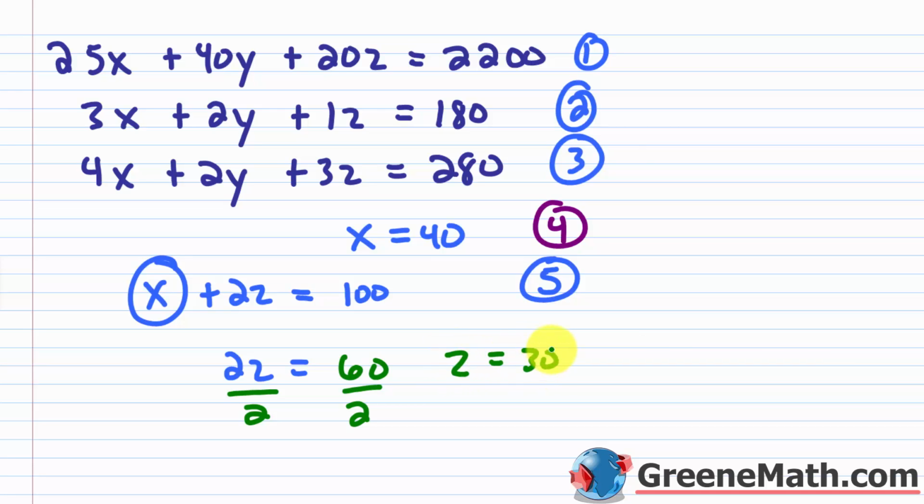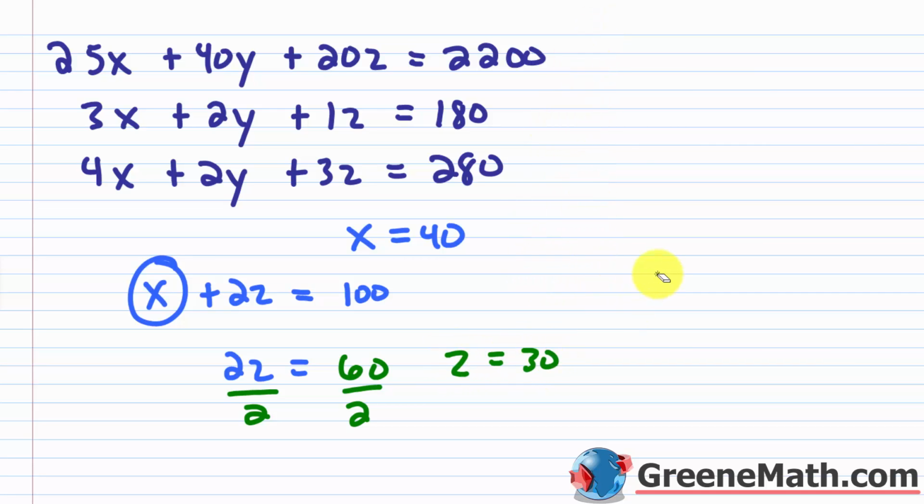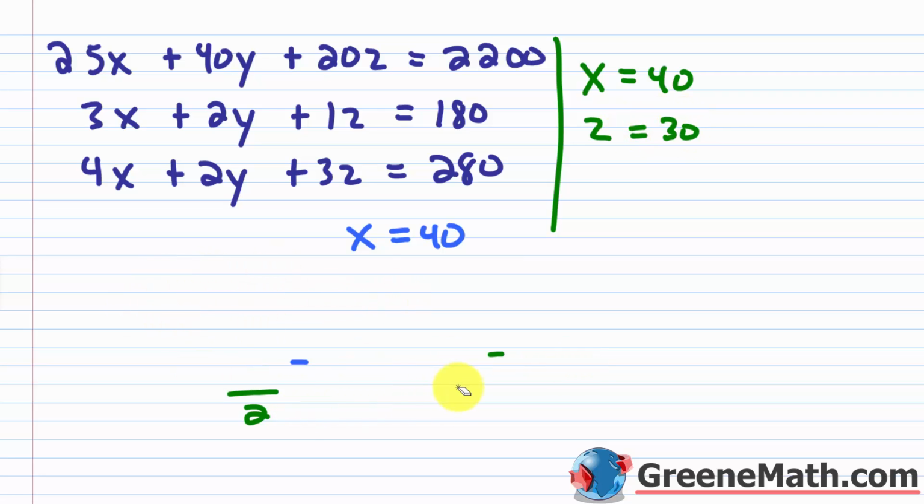Okay? So let me erase all of this now. We don't need any of this information anymore. I'm just going to put over here that x equals 40 and z equals 30. And now we just need to find y. Okay? And that's pretty easy to do. Just plug into any of the original equations, a 40 for x and a 30 for z, and figure out what y is. So it looks like it's pretty easy to work with this second equation, or this middle equation.